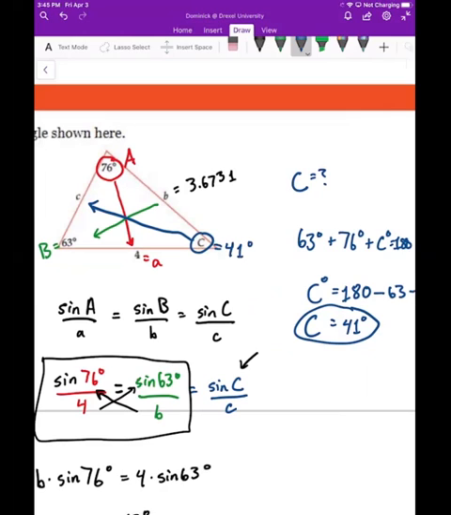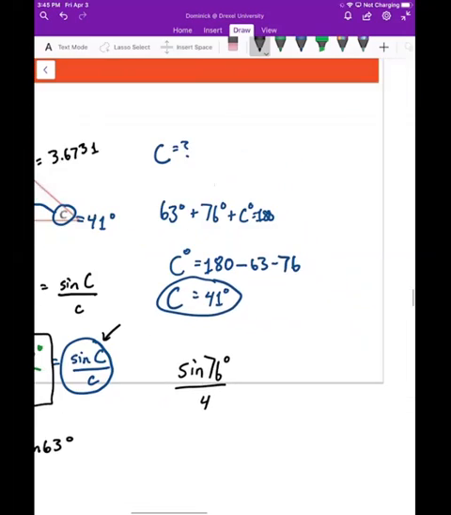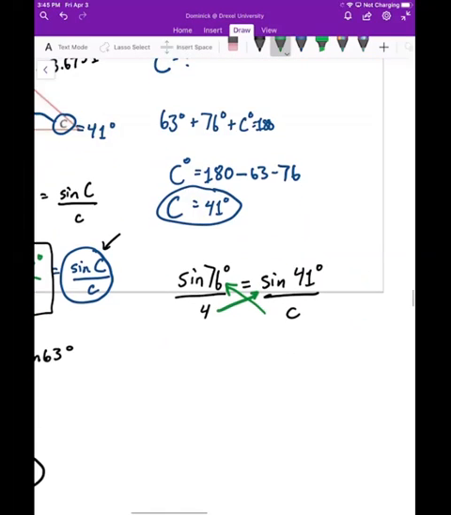Now, we can't use the Pythagorean theorem to get side C because we don't have a right triangle, all right? But we do know part of this now. So now we can use the sine of 76 over 4 from before, and we can say that's equal to sine C, because we now know what C is. Sine of 41 degrees over C. And we find C the same way that we found B. We cross multiply. So 4 times sine of 41 degrees is equal to C times sine of 76 degrees. And then if we divide, we get that C is equal to 4 sine of 41 degrees over sine of 76 degrees.